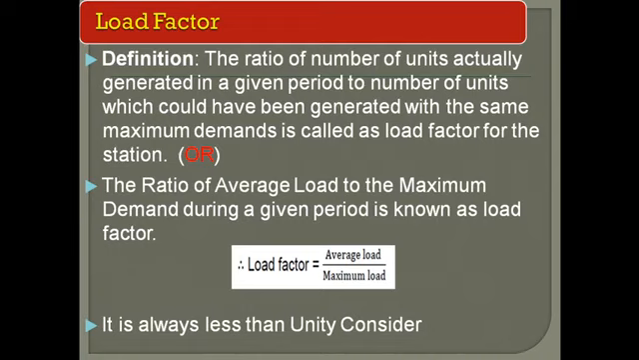Then coming to the load factor, it is the ratio of the number of units actually generated in a given period to the number of units which could have been generated with the same maximum demand, for the station. In a simple way, we can say load factor is equal to the average load divided by the maximum load. It will always be less than unity.